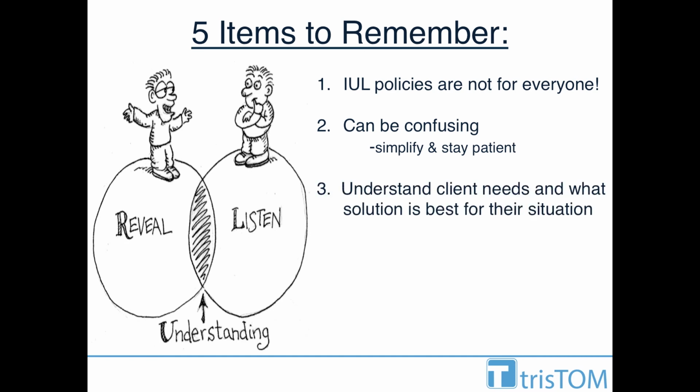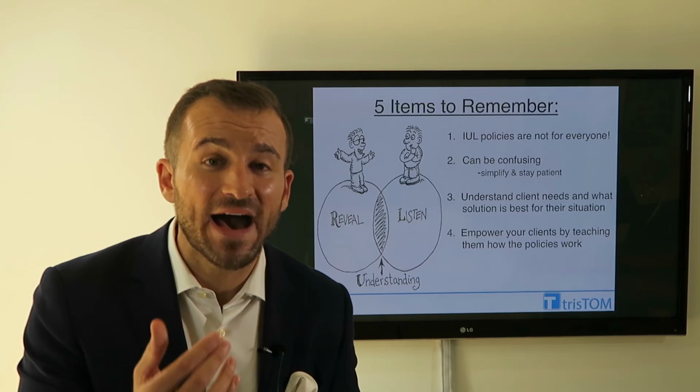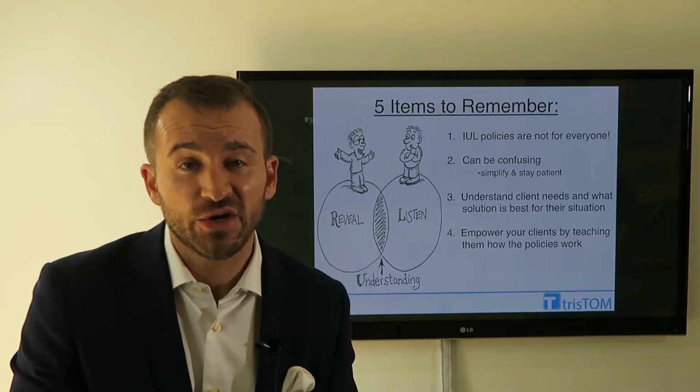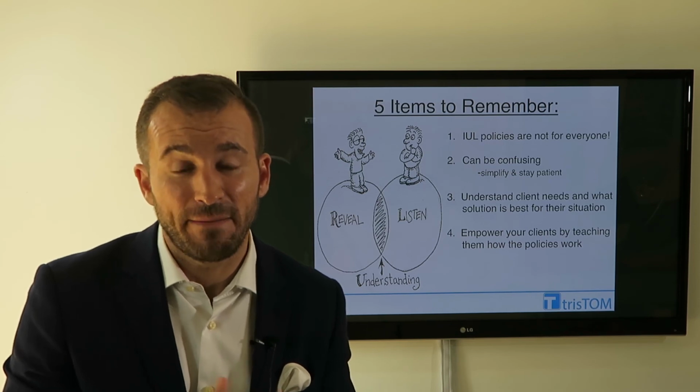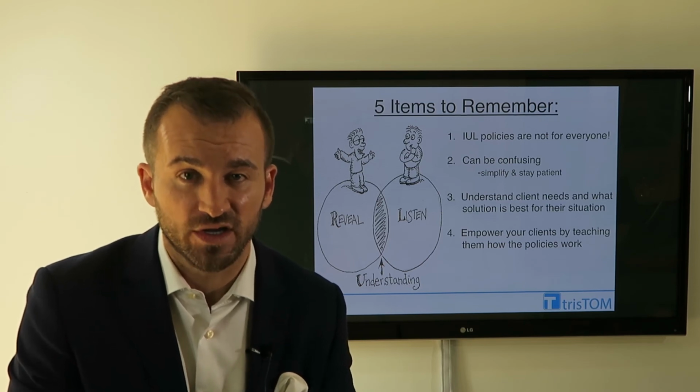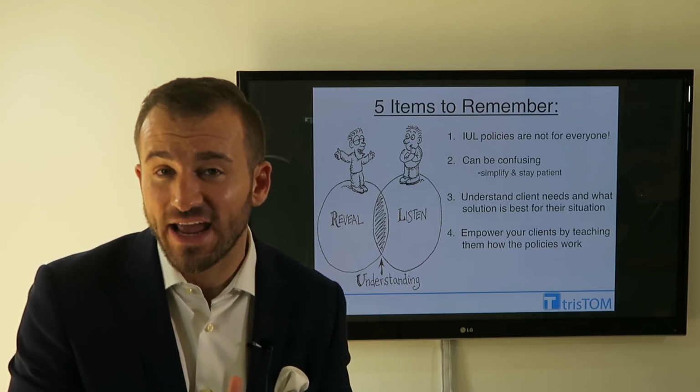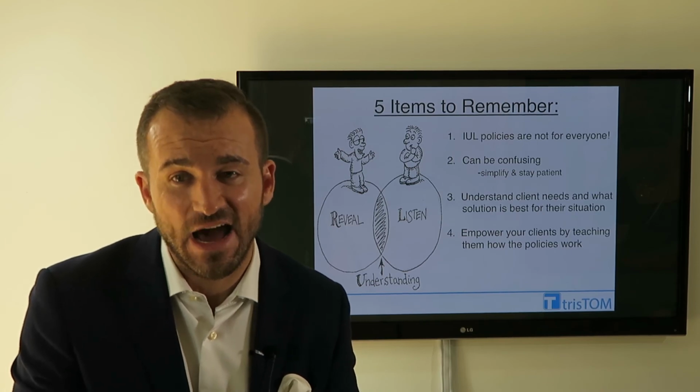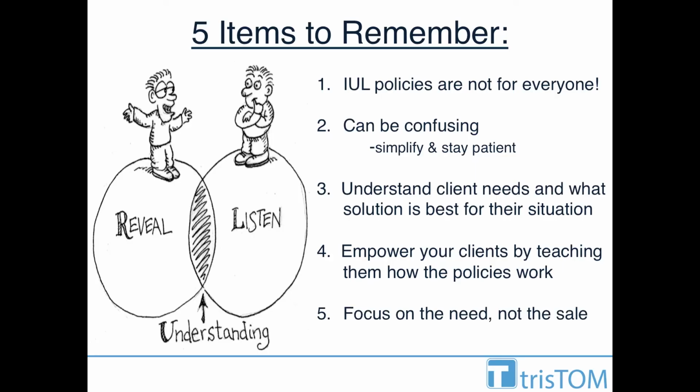Also understand that whatever the client's needs and wants are should be solution-based. So you need to figure out exactly what is the best solution for their particular situation. Maybe the IUL fits, maybe it doesn't. Also, empower your clients to make a better decision. Here at Trist-Tom, we really do focus on empowering your clients, being fully transparent on how these policies actually work. So, tell your clients the good and the bad of the policy and make them understand how it works. And lastly, you gotta focus on the need. Don't focus on the sale.